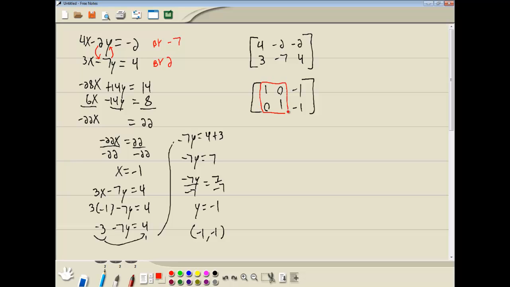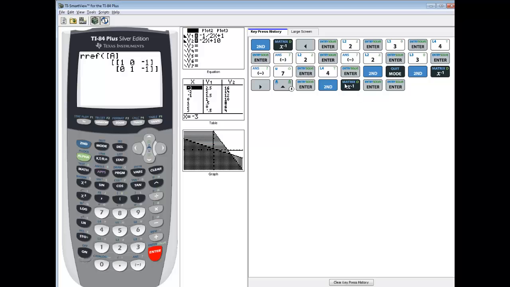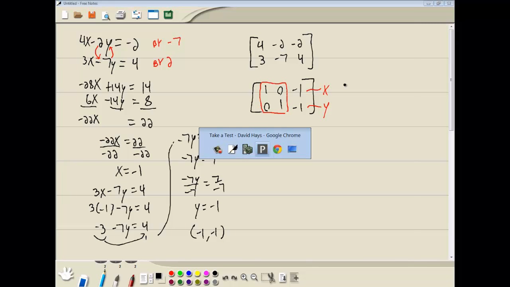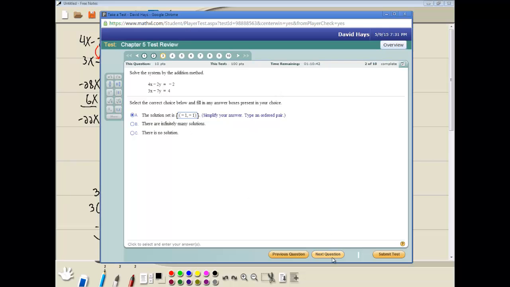Our first 2 by 2 should be a diagonal 1, zeros everywhere else. That's what tells us it worked. And then this will be x, and this will be y. So our answer to this problem is -1, -1, which we already found with the addition method. Okay, next question.